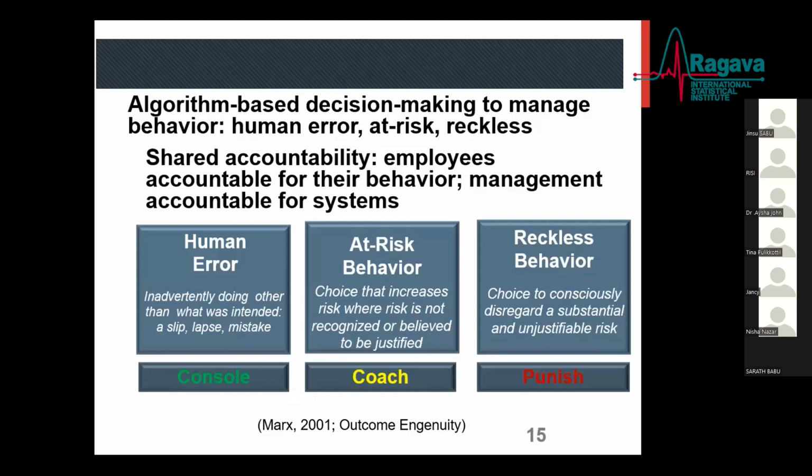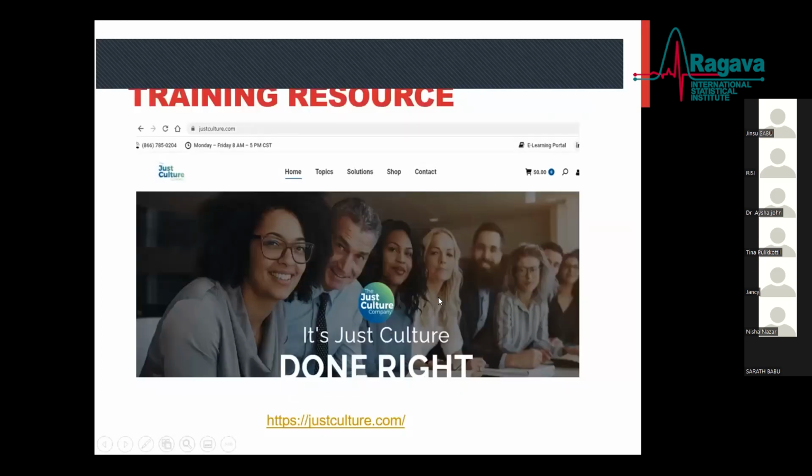At risk behavior, like taking shortcuts, like if there is a bundle care where they're supposed to follow 5 steps before starting a central line, and if they cut it short, that is at risk behavior. They are taking risk. So in that case, we are supposed to coach them. And reckless behavior, choice to consciously disregard a substantial and unjustifiable risk, like being drunk while at work. So all these are the three categories in the algorithm that we are supposed to use, and then they say about punishment.